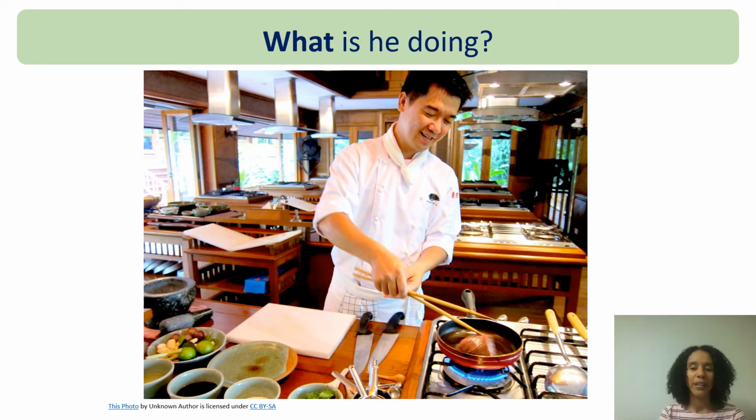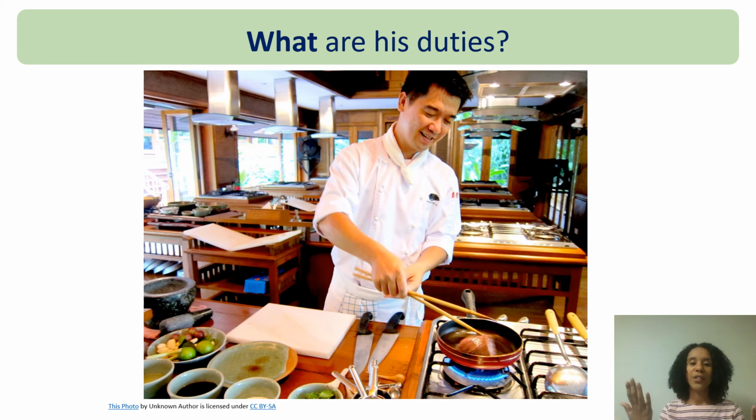What is he doing? Notice that I have doing with what, because what and do like to go together. What is he doing? Well, he is cooking. I can't tell what he is cooking. Can you see what he's cooking? Maybe fish? It looks like he might be cooking fish in a pan. He is cooking fish in a pan. Okay.